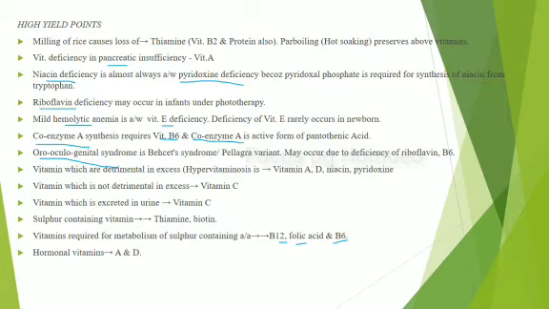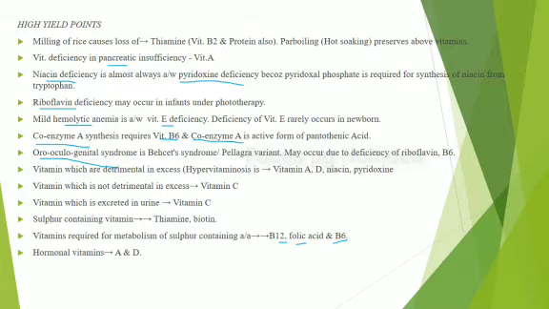Riboflavin deficiency occurs in infants under phototherapy. Mild hemolytic anemia is associated with vitamin E deficiency. Coenzyme A synthesis requires B6 and pantothenic acid. Oro-oculogenital syndrome, Behcet syndrome or pellagra variant, may occur in deficiency of riboflavin and B6.